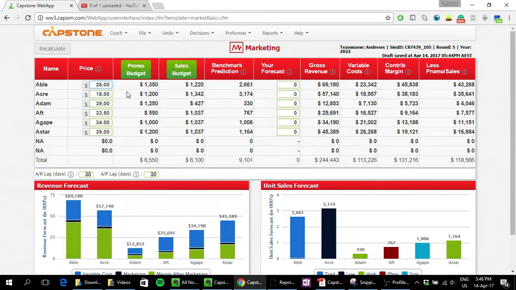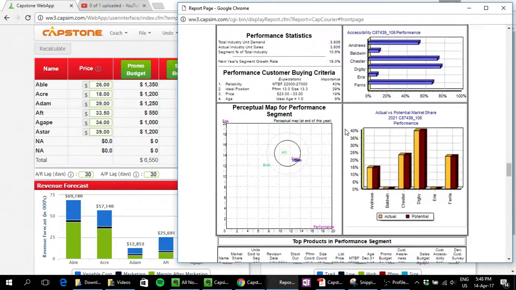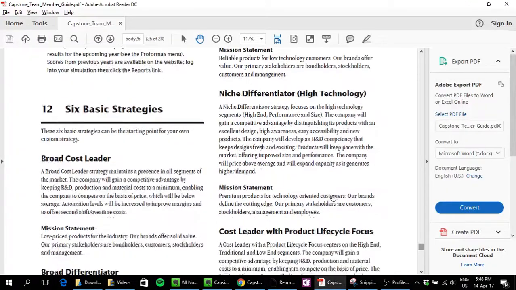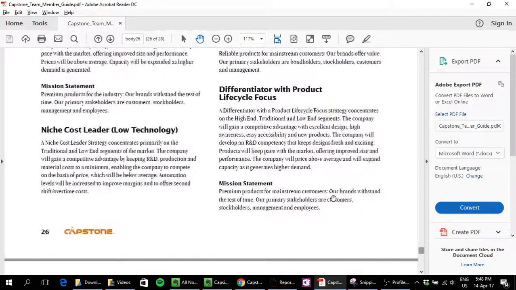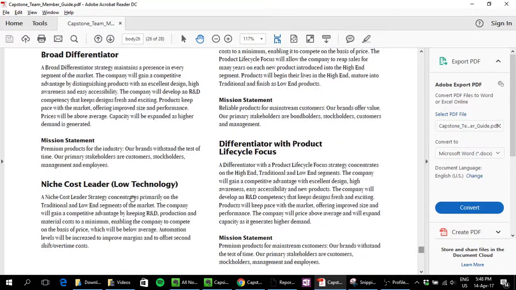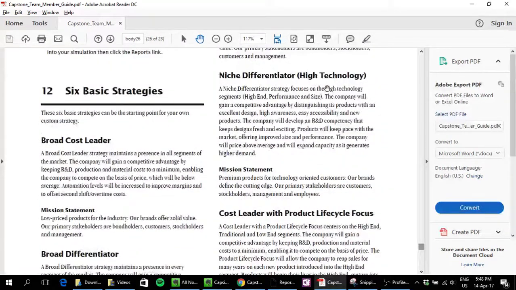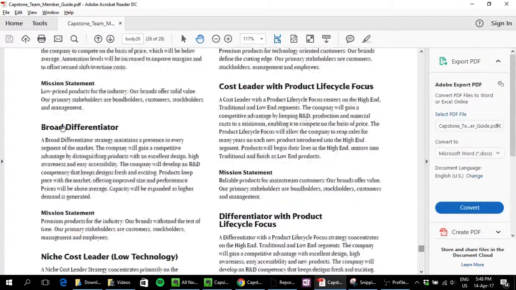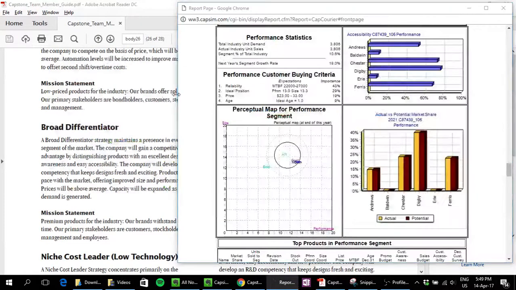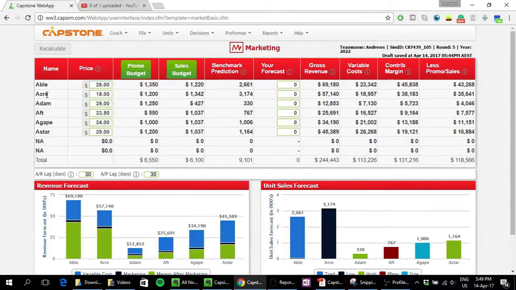For pricing, how do you go about pricing your products? It will depend really on the strategy you're using. For me, I'm using a niche cost, low tech strategy, together with a mix of a high tech strategy. Yes, you can mix your strategies around, but never just go with a broad differentiator where you try to focus on every product equally. Depending on your main focus product, for mine it will be Acro.